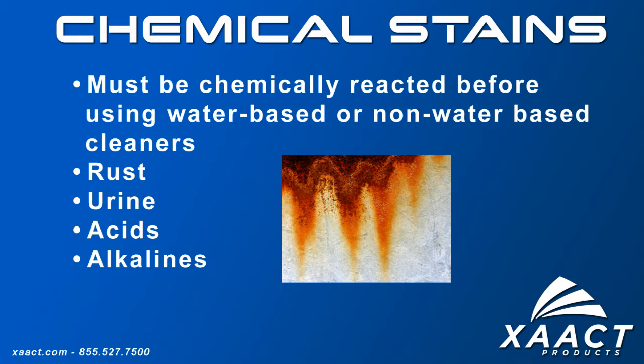Chemical stains must be chemically reacted before using water-based or non-water-based cleaners. For instance, rust: you can use lemon juice and salt to react with the rust before blotting and rinsing with cool water. Other types of chemical stains include urine, acids, and alkalines.